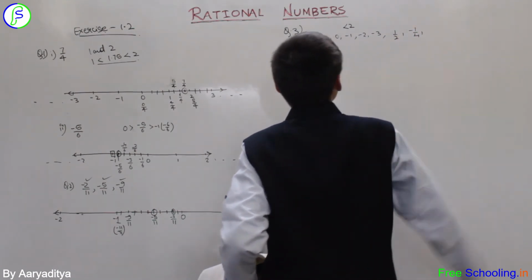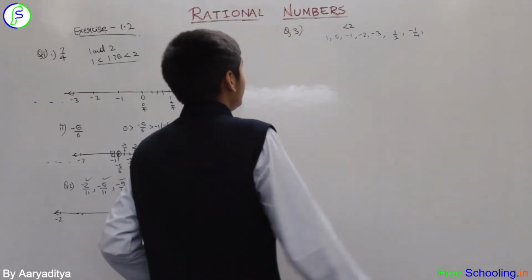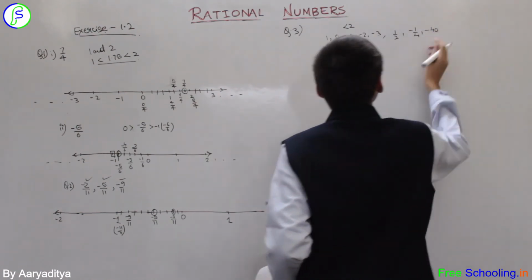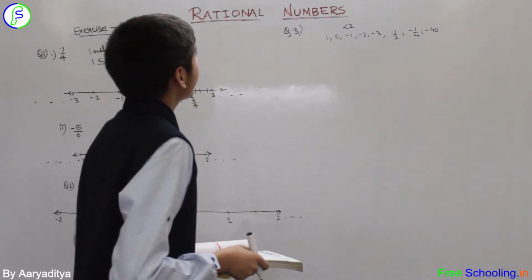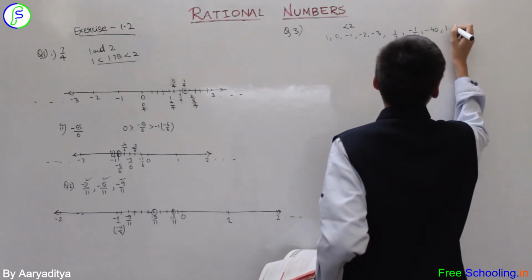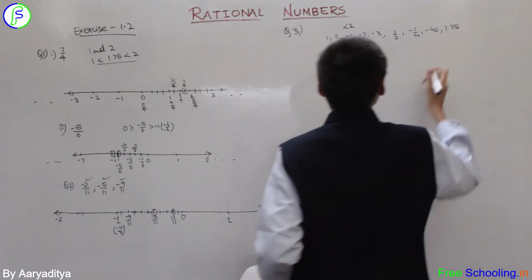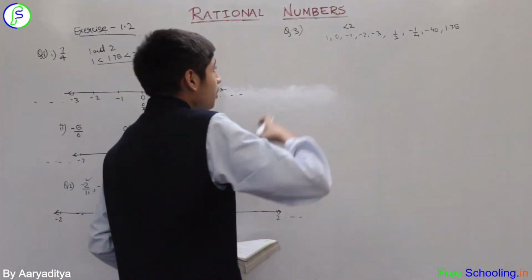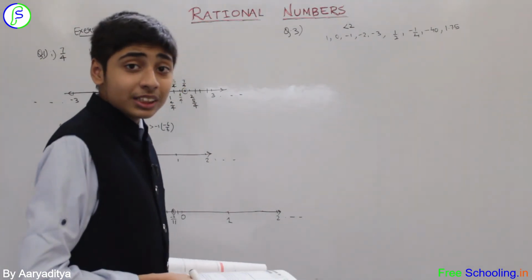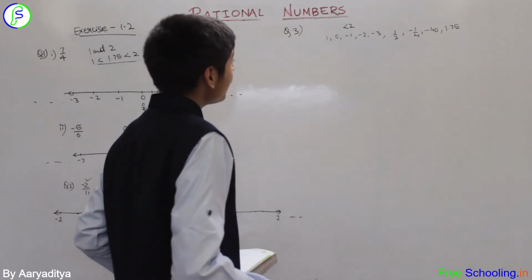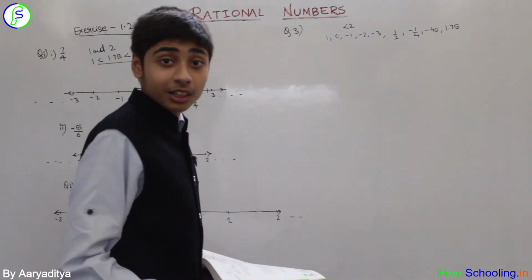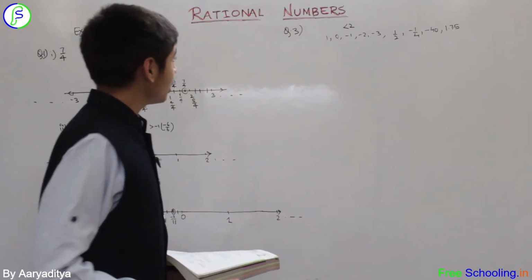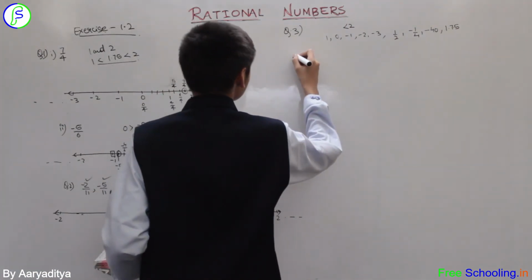I can have many of them because the rational numbers are infinite. I can also have minus 40, that is smaller than 2. And I can also have 1.75. There are many rational numbers that you can write. So you need not worry if your answers do not match mine, because there are infinitely many rational numbers. The answers could be different for different children. And that takes us to question number 4.